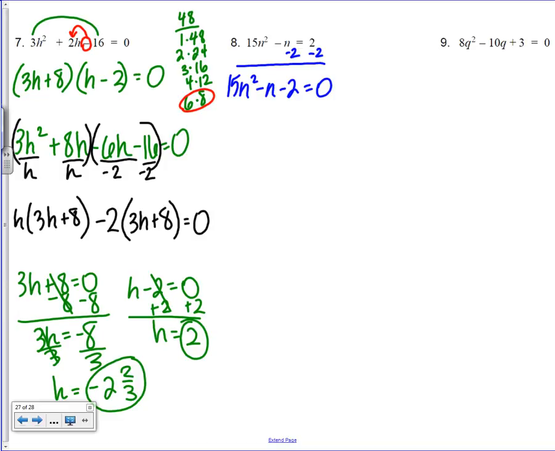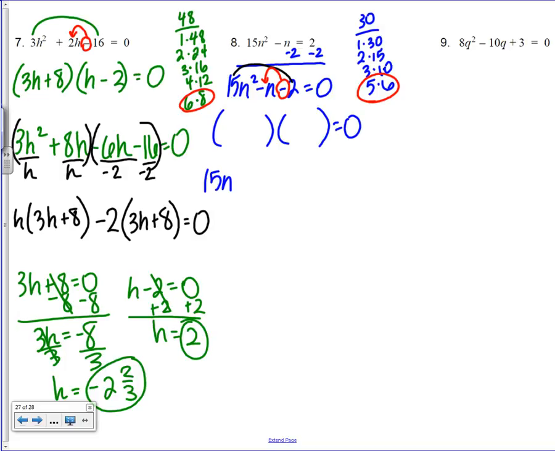That means I need to multiply the 15 times this 2, and I'm going to need factors of 30 to go into my binomial. All right, my most important symbol was this minus. I need factors that will subtract to 1. There they are. Now remember, because I multiply the first and last terms together, I'm going to make a 4-term problem. So we're going to keep the 15n squared.